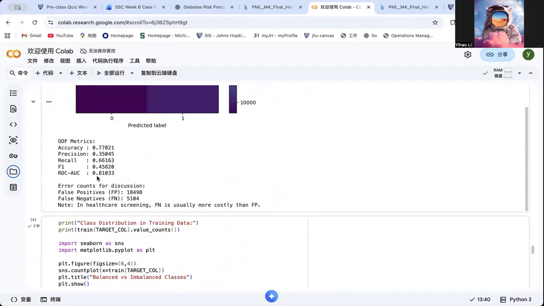In conclusion, by combining ensemble learning, class imbalance handling, and threshold tuning, we are able to develop a predictive model for diabetes risk based on behavioral health indicators. This approach demonstrates the potential of machine learning in supporting early disease detection and also public health decision making. Thank you guys.